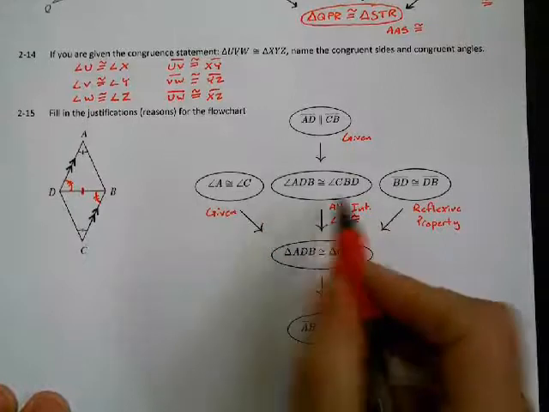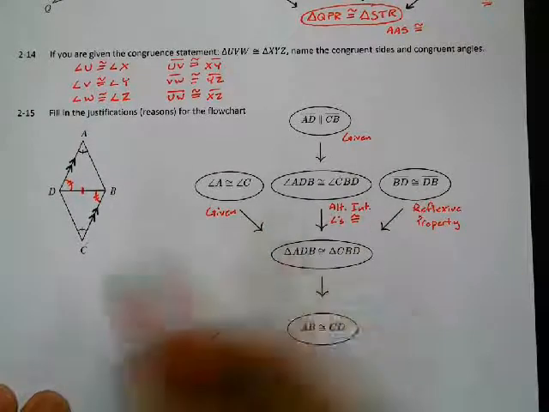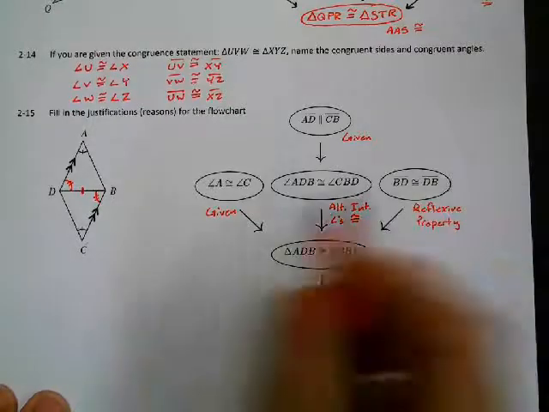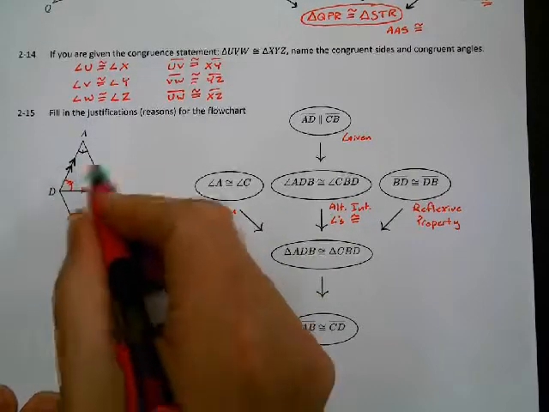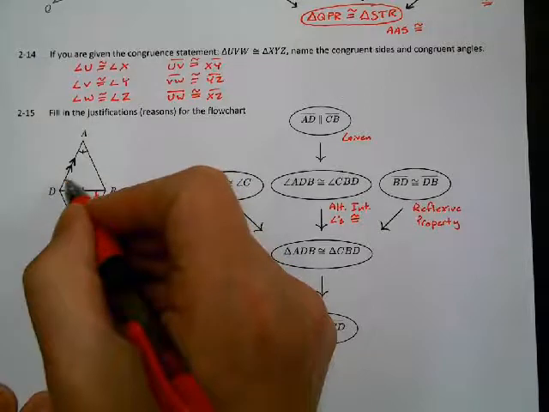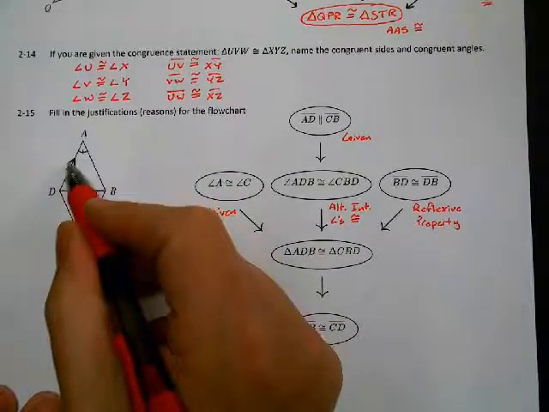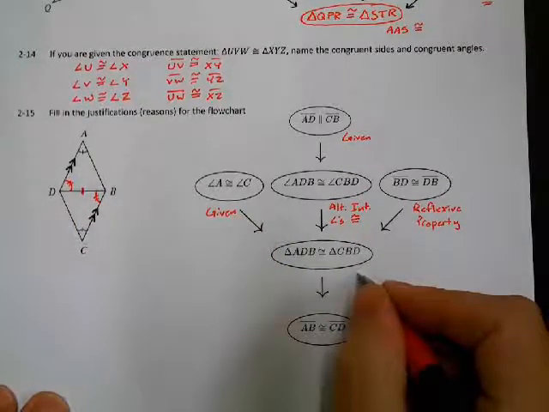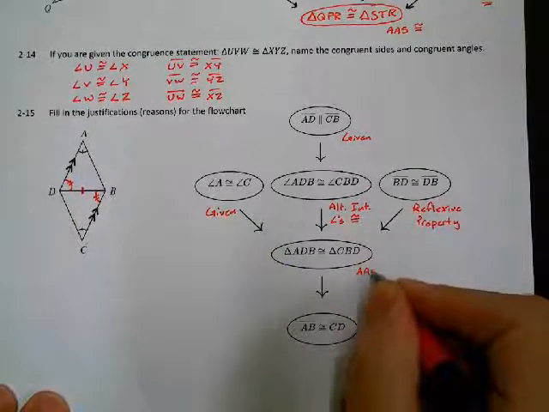Now, is this angle, side, angle, or is it angle, angle, side? Let's look. The side on the top triangle is not in between the two angles. So this is not angle, side, angle. This is angle, angle, side instead. So this is angle, angle, side congruence.